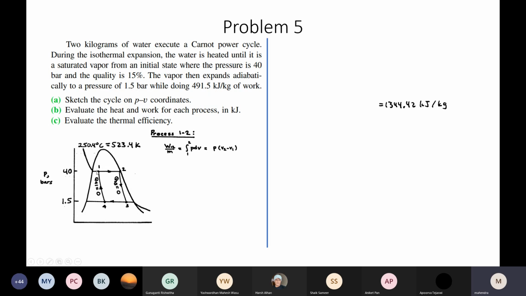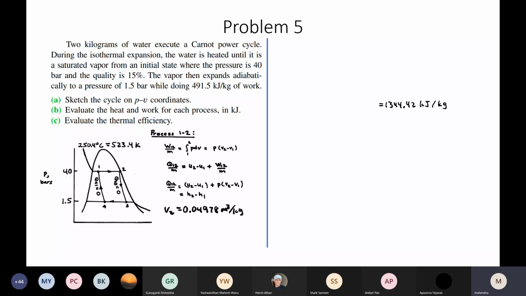This is now process 1-2. What is process 1-2? Isothermal process. Yes. So here, the work we can calculate with PV. And our total energy equation is like this. Here we are considering enthalpies, Q equal to H2 minus H1.